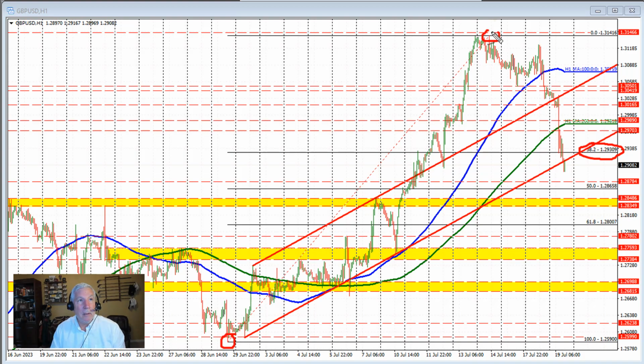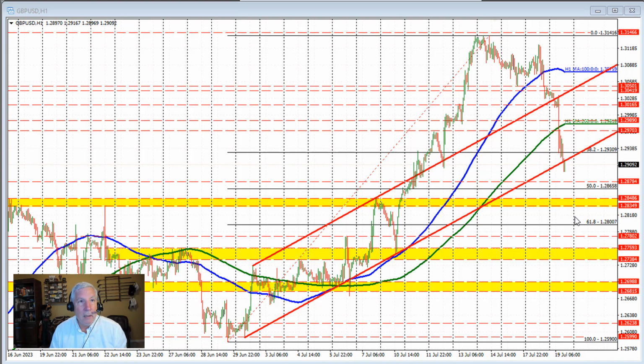The rebound came up to test the 200-hour moving average. That's the green line in this chart right here. As you can see, we came right up toward that level, found sellers, and the price has since pushed back to the downside. The high price came in near the 1.2972 level before rotating back to the downside.